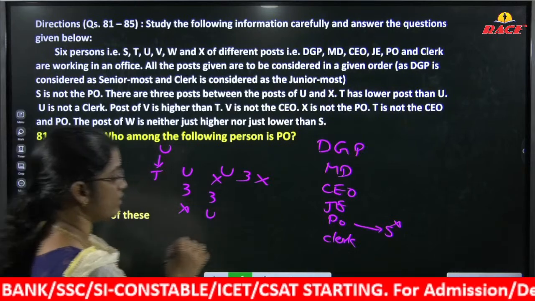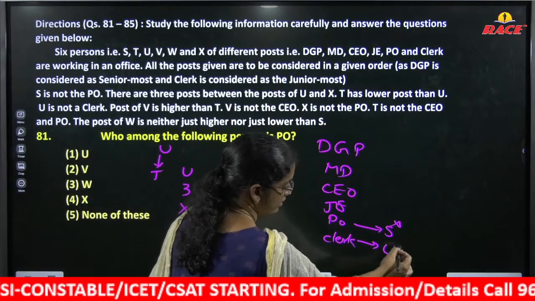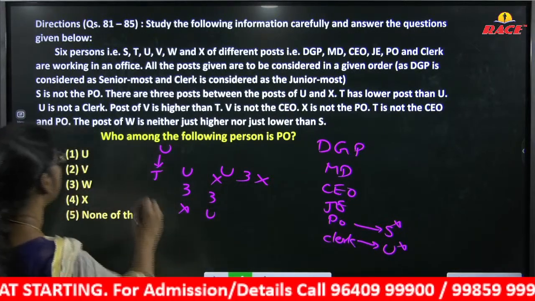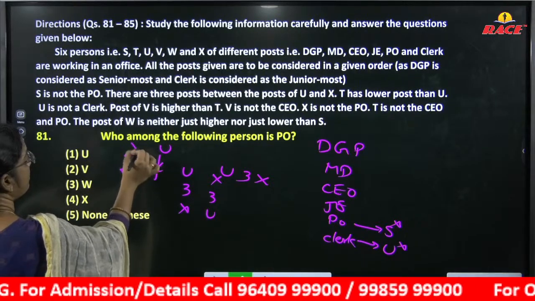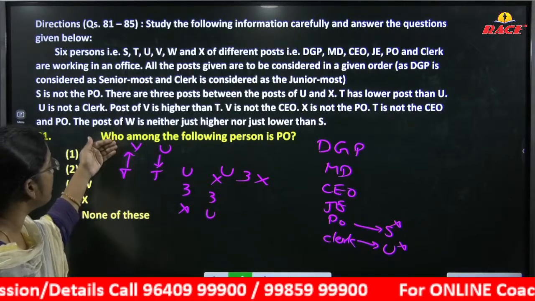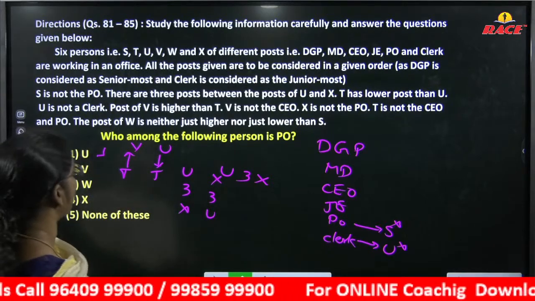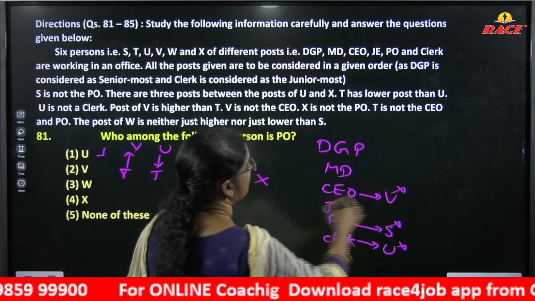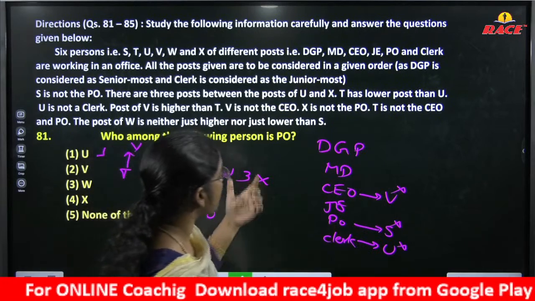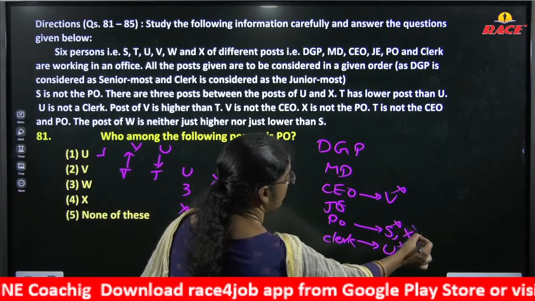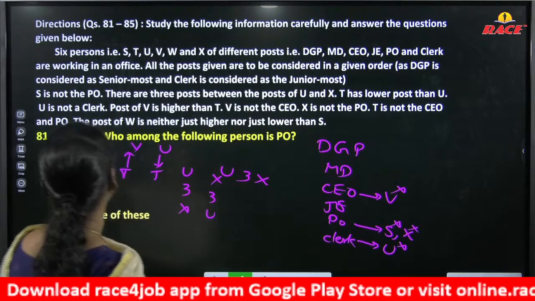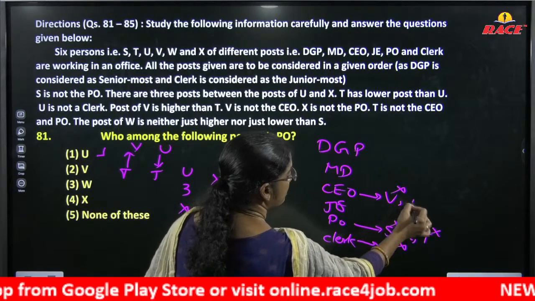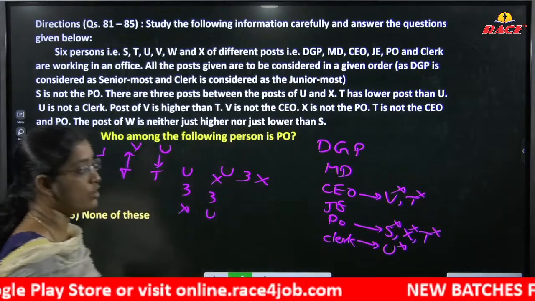Then U is not a clerk. Then the post of V is higher than T. So above T we have to take V, and above T we have to take U. Then V is not the CEO. X is not the PO. Then T is not the CEO and not the PO.